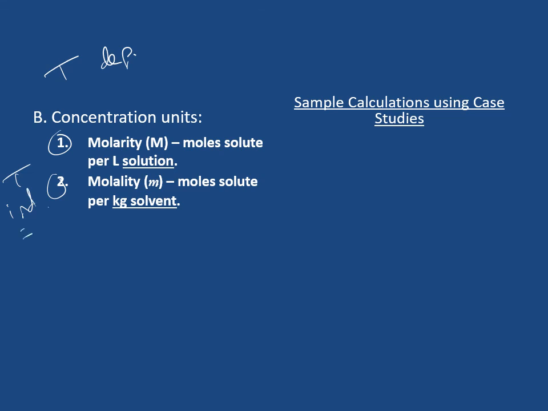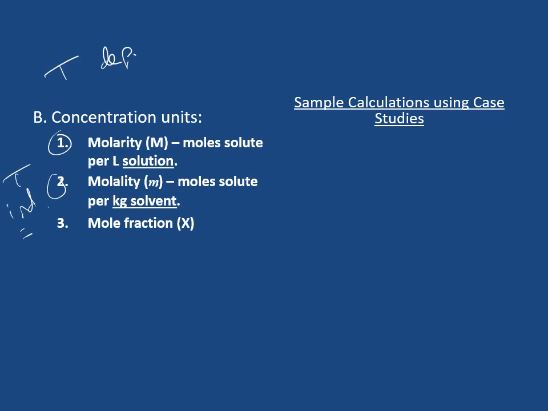Mass doesn't change with temperature. Volume changes with temperature. So there you go. That's the reason we do this. The numerator is the same. The denominator is different. Molarity is total solution. Molality, lowercase m, script m, is kilograms just of the solvent. You see why I'm making that point over and over again.